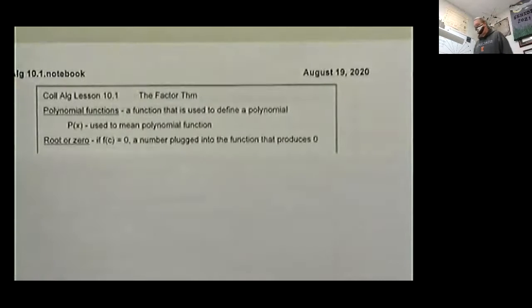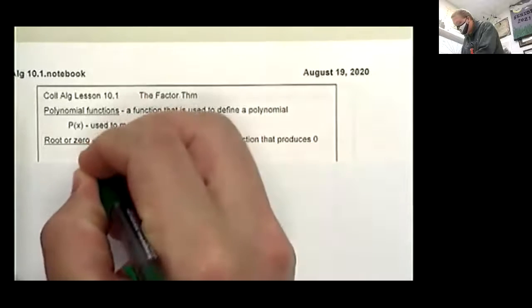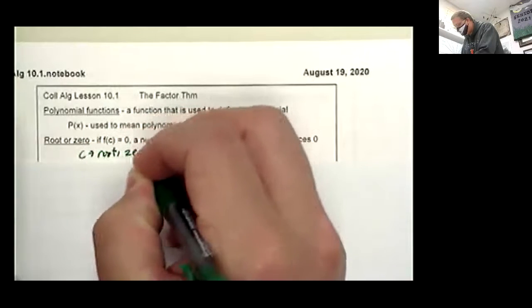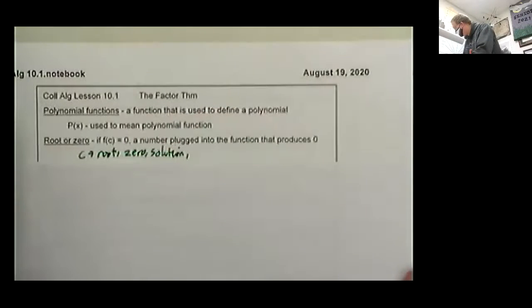We're going to recall that root or zero is this. If we plug a number c into a function, plug in 2, plug in 3, and we get a 0, then that number is called a 0. A number plugged into a function that produces a 0. Remember, we're going to call this number c the root. It's the 0. It's also the solution. It's also the x-intercept. It's a bunch of different things. Those are all the same.